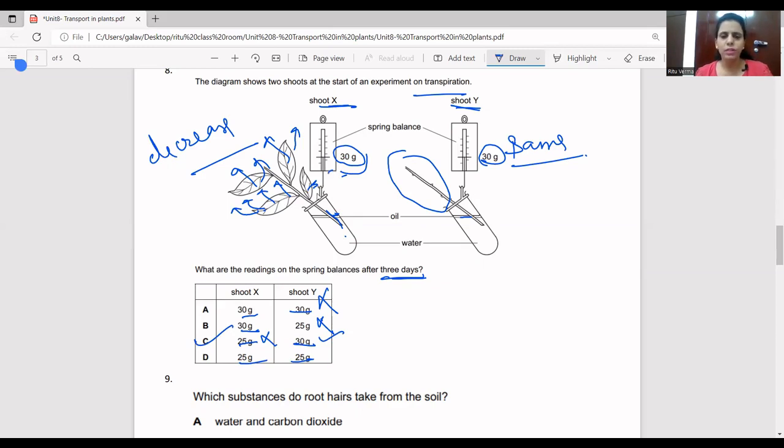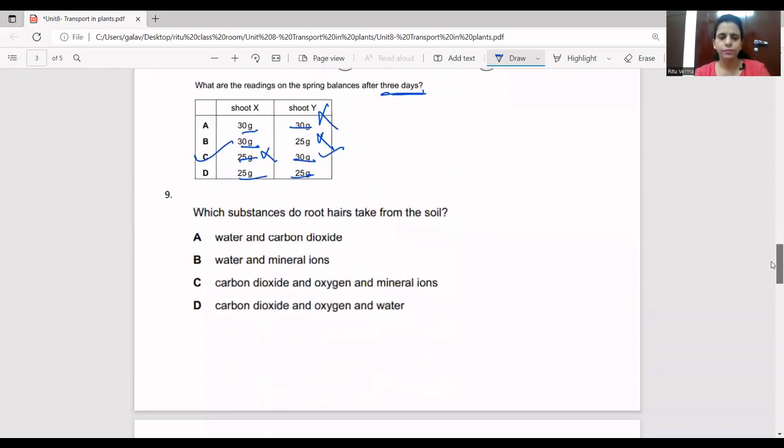25 gram, because here the weight will decrease as water was absorbed by the shoot and evaporated through the leaves. Okay, and here there might be absorption, but there was no evaporation. Okay, hence C is the correct answer.